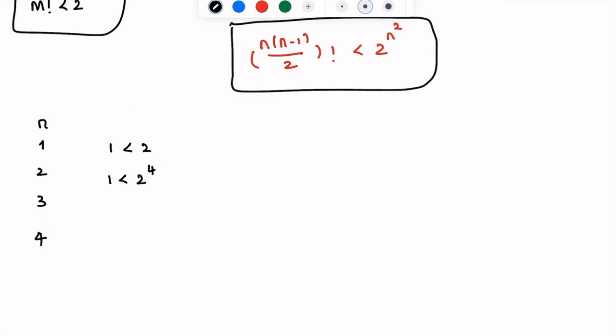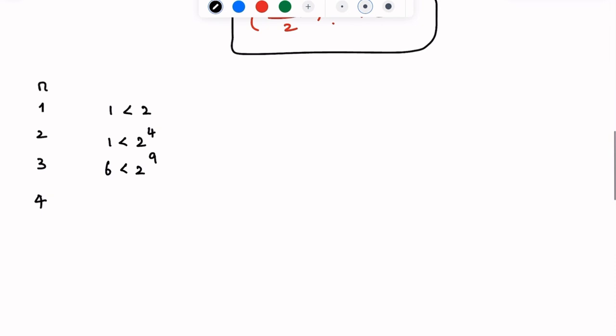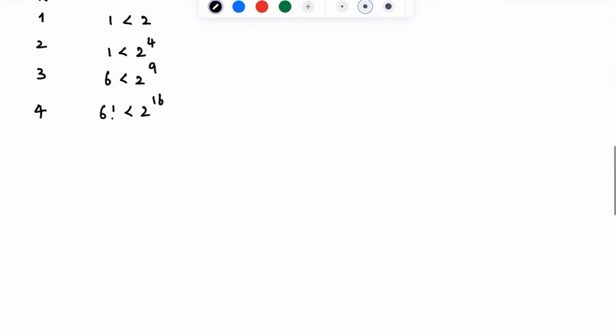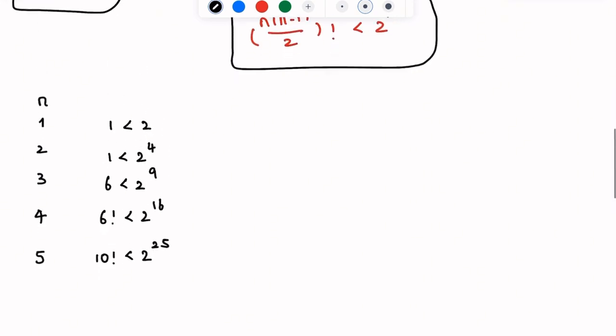If I put in n is 3, well, I get 6, which is less than 2 to the power of 9, for sure. If I put in 4, I get 6 factorial is less than 2 to the power of 16. And this is also pretty easy to verify. Okay, so now if I put in 5, I get 10 factorial is less than 2 to the power of 25.